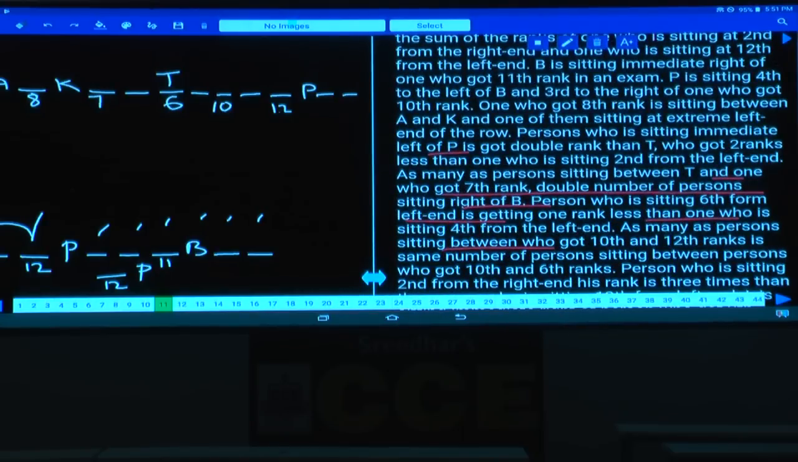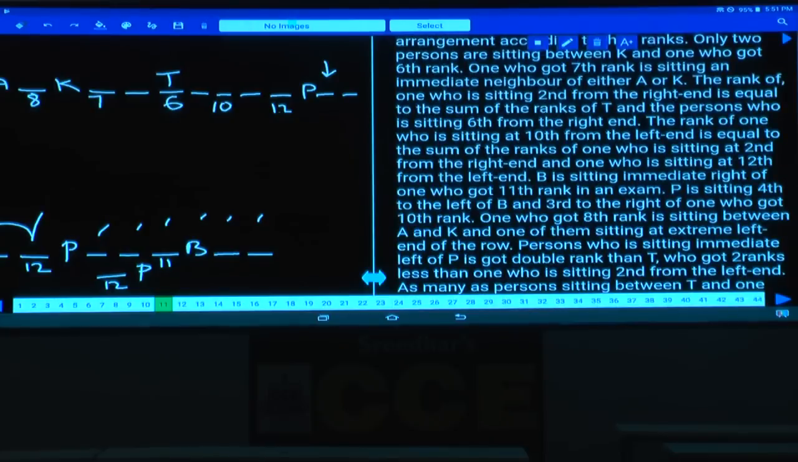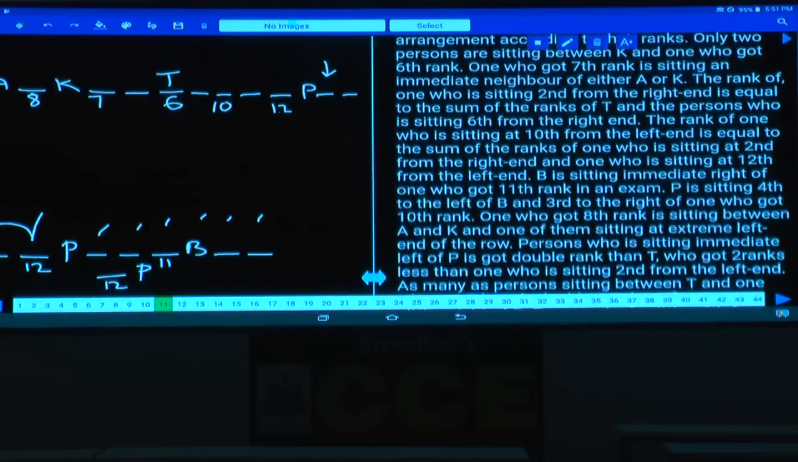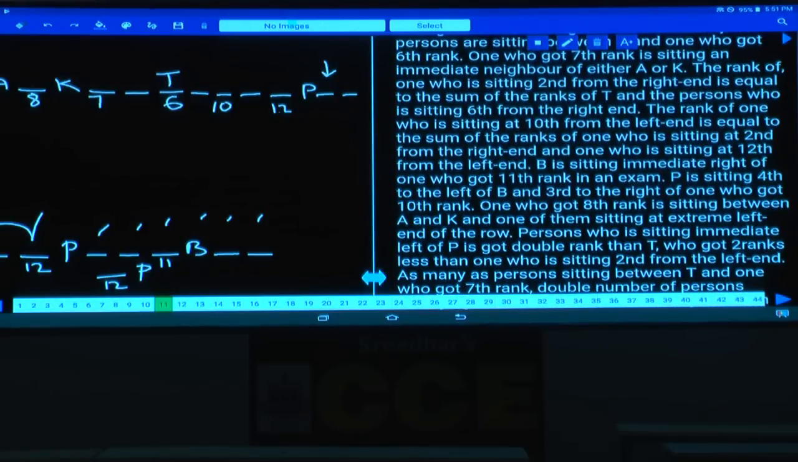3, 4, 5, 6, 7, 8, 9, 10, 11, 12. Now this person's rank, the right hand side of this person must be double this. Then the rank of the one who is seated second from the right hand is equal to the sum of the ranks of T and the person who is seated sixth from the right hand. S is seated sixth from the right, 1, 2, 3, 4, 5, 6, immediate neighbor of B.